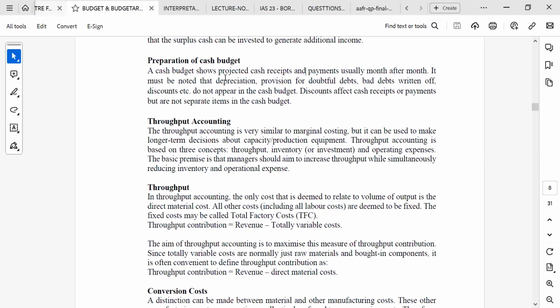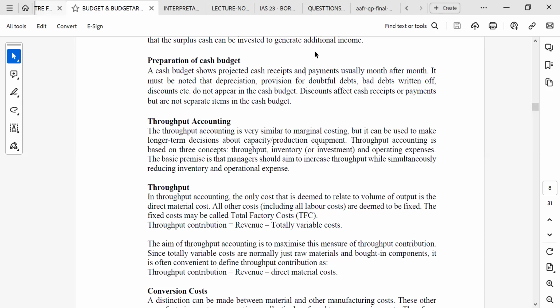So the throughput accounting is similar to what we call the marginal accounting. Okay, we have done what we call costing techniques, and we know that we have the marginal accounting technique, and we also have the absorption costing technique. The throughput is similar to that one.